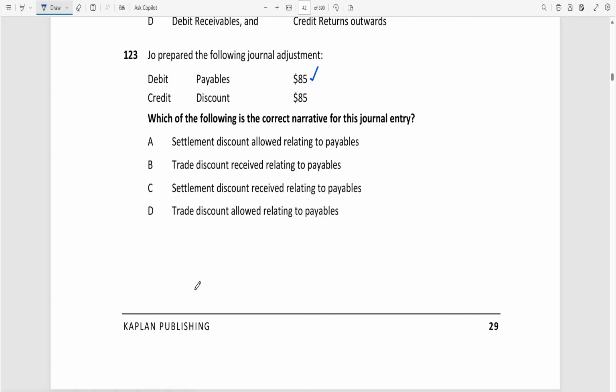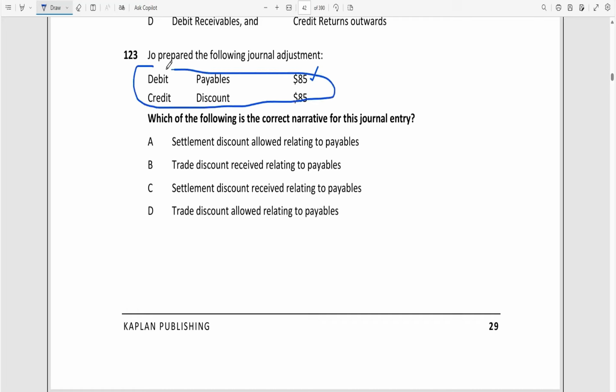So option A says settlement discount allowed relating to the payables. So basically this is not allowed. Basically this has been received, right? So this is incorrect. Trade discount received relating to the payable. So basically this is also not a trade discount. In case of trade discount, you will receive it at the time of the purchase. And in the journal they have posted, I mean Joe has posted, this is basically related to the settlement discount.